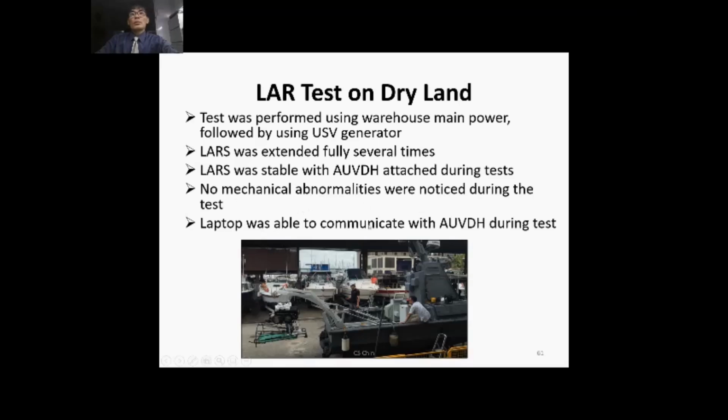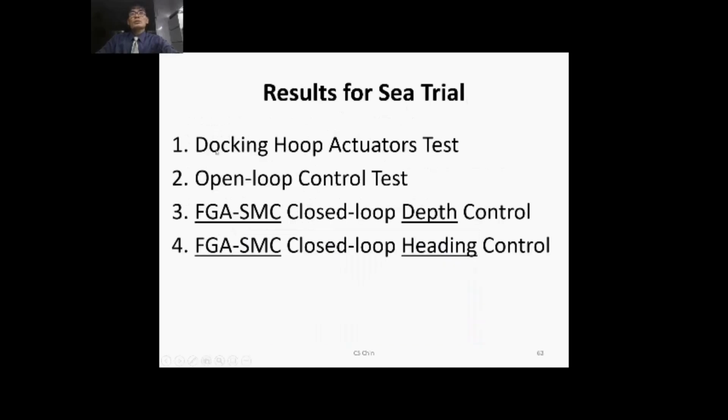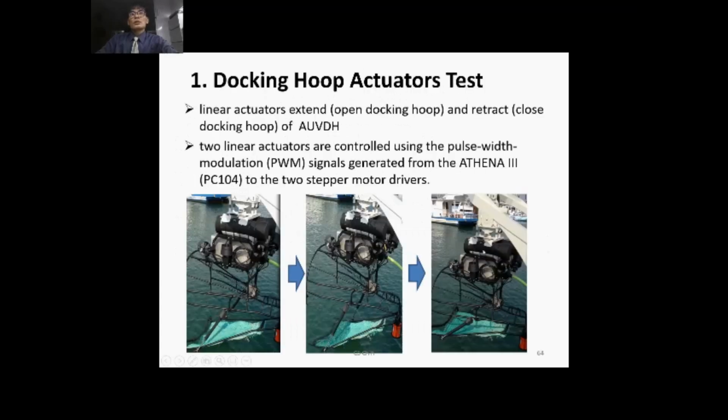The laptop was able to communicate with the ROV, or we call this the UUV docking hook, during the test. The LA was tested again in water, and the AUV DH swayed slightly due to the waves. No mechanical abnormalities were observed during the test. Both dry and water tests passed the verification test. So the results for the sea trial: the docking hook actuator test, followed by the open loop control test, and the closed loop depth control and heading controls.